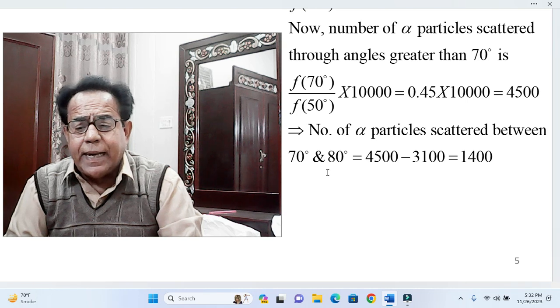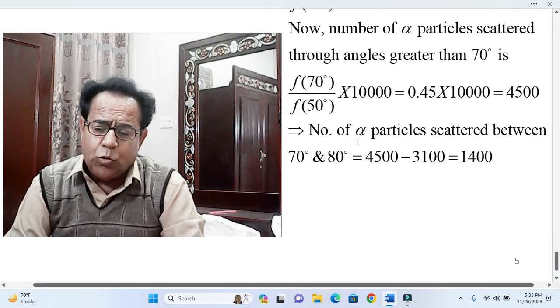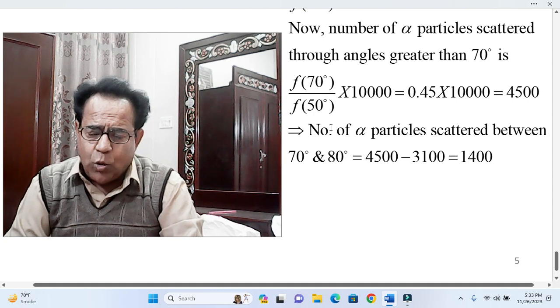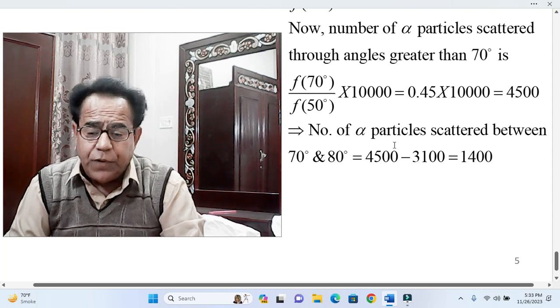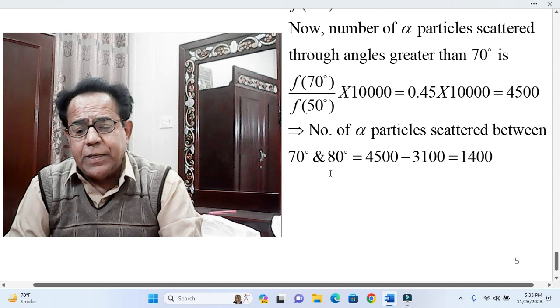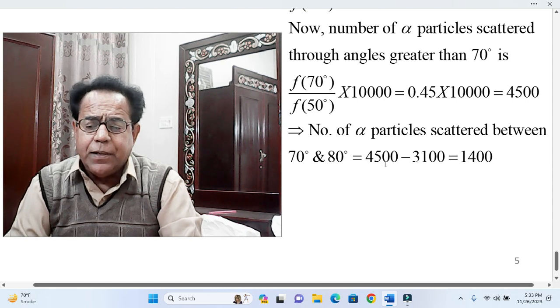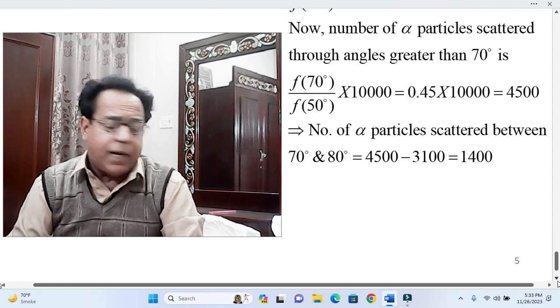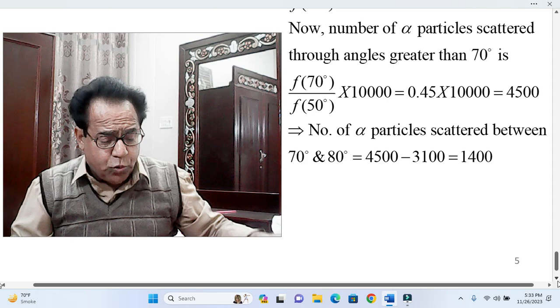Alpha particles scattered between 70 degree and 80 degree. We have separately found those numbers in the above two steps, and now we are taking the difference of those two. This implies that the number of alpha particles scattered between 70 degree and 80 degree is equal to 4,500 minus 3,100, which is 1,400. So 1,400 is our ultimate answer to this problem.